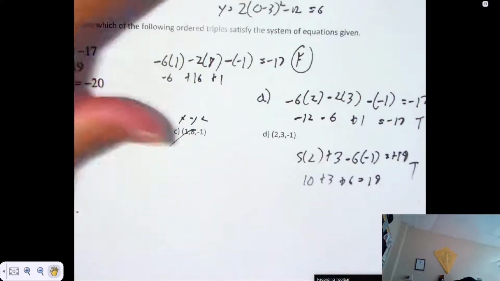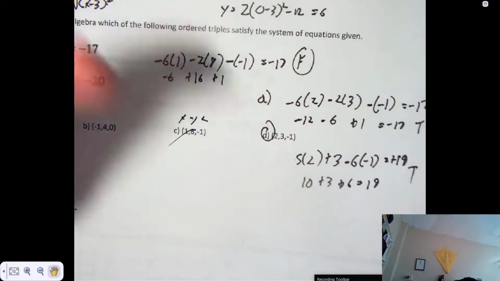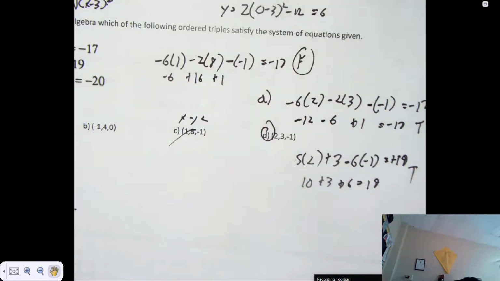This is probably our answer. What you're supposed to do is check it in all three. But it's going to be our answer, kids. It worked out for 2, probably works out for 3, and I don't want to waste your time.